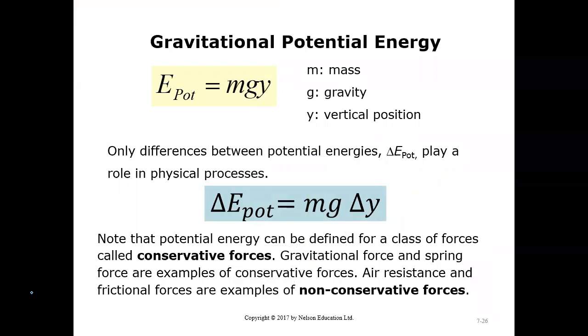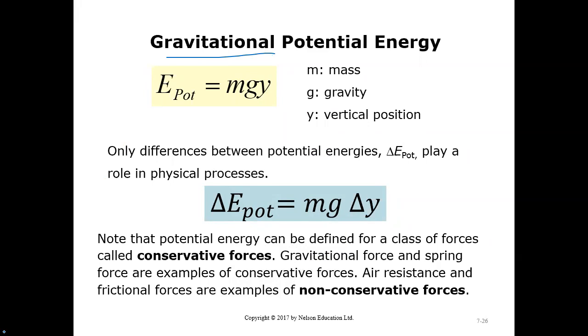So we define the kinetic energy. So let's define the potential energy now. We said for a conservative force, a class of force called conservative, gravitational force is an example, we can define potential energy. So let's define it for the gravitational force. We call it gravitational potential energy.